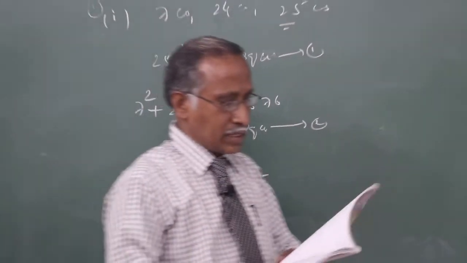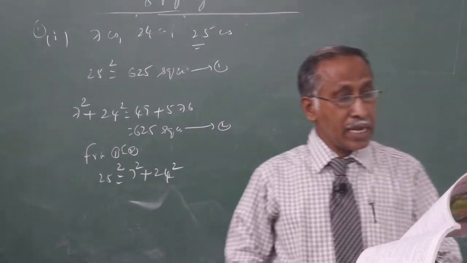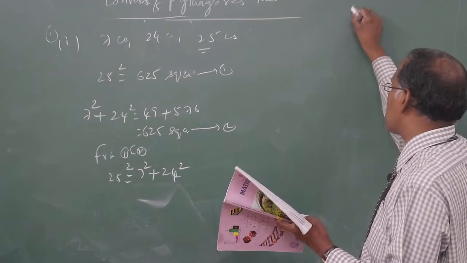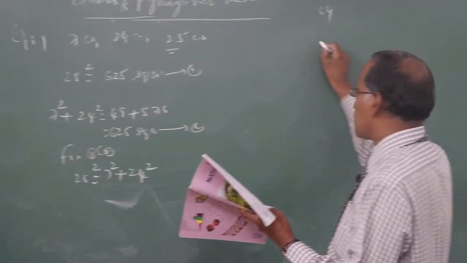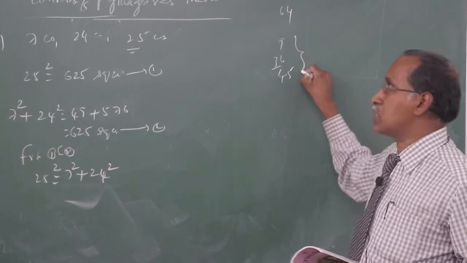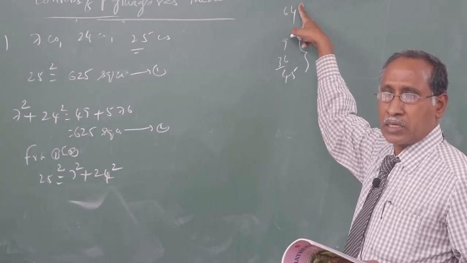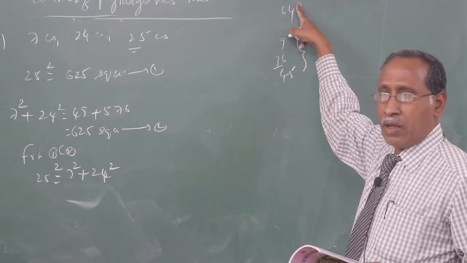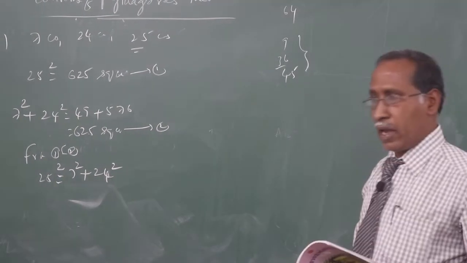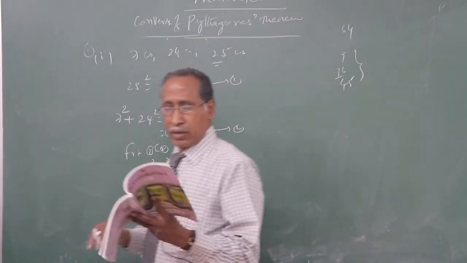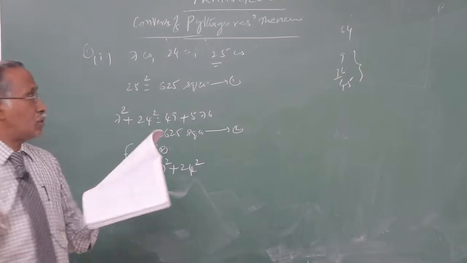Next sum they have given here: 3, 8, 6 centimeters. 8 square is 64, the longest side we can get now. 3 square is 9, 6 square is 36, total 45. The sum of the squares on the other two sides is not equal to the square on the longest side. Therefore, converse of Pythagoras theorem is not verified. The given triangle is not a right angle triangle. Only if the converse of Pythagoras theorem is verified is it a right angle triangle. This is the way you have to do the sums now.